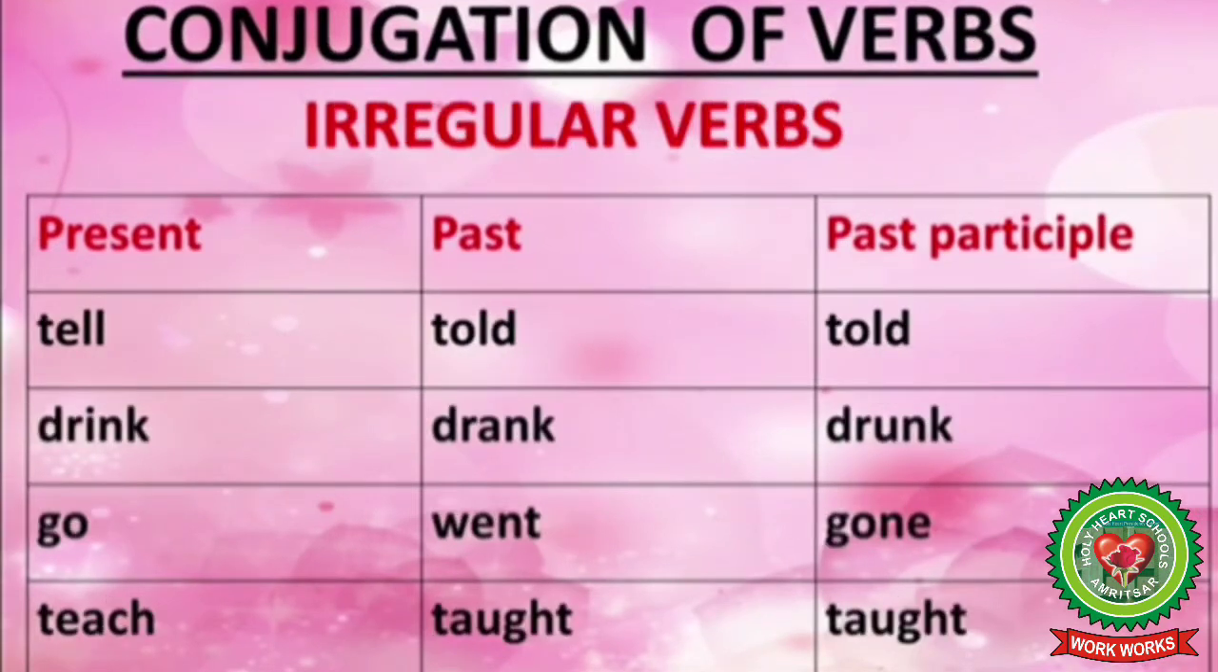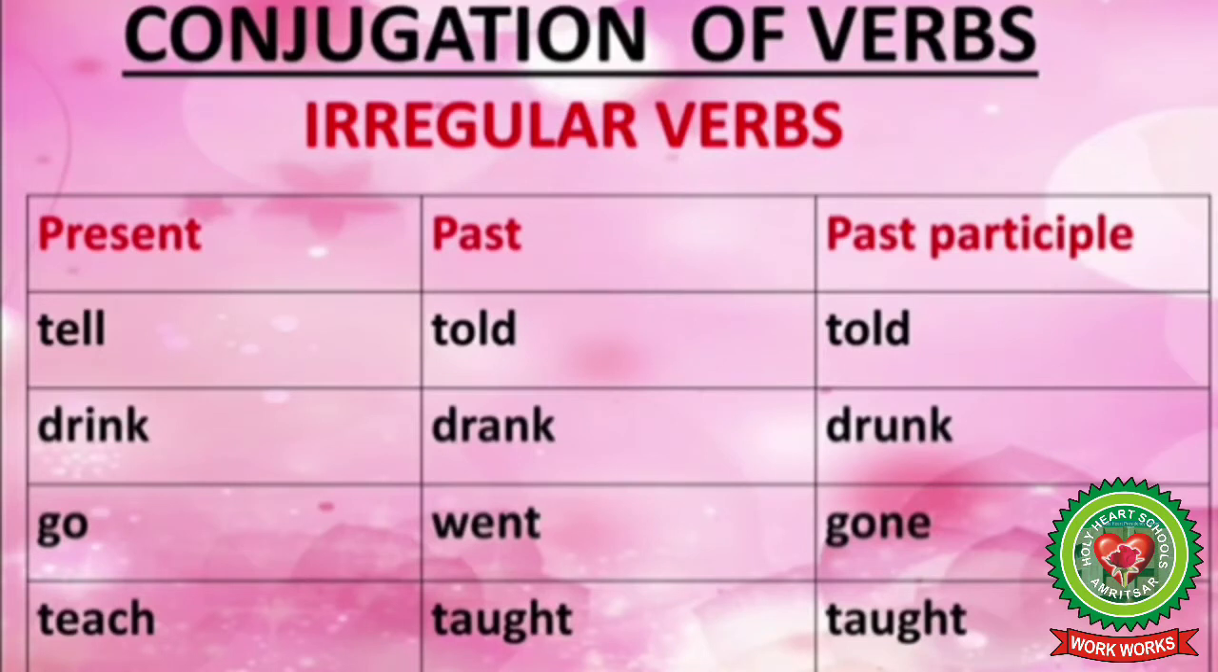Now students, we will discuss irregular verbs. Here also we have three forms of verbs. Number 1, present form of verb. Number 2, past form of verb. And number 3, past participle form of verb. First one is tell. Tell is the present form of verb.